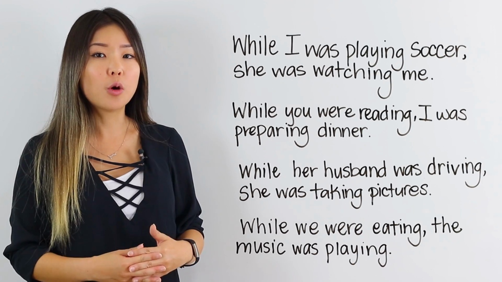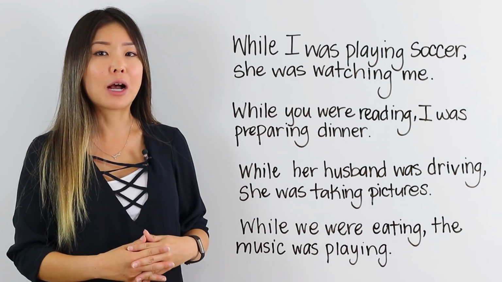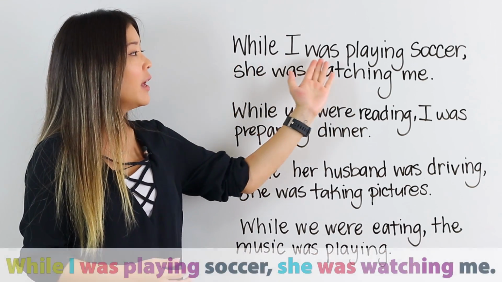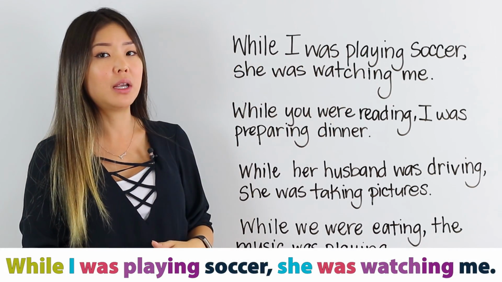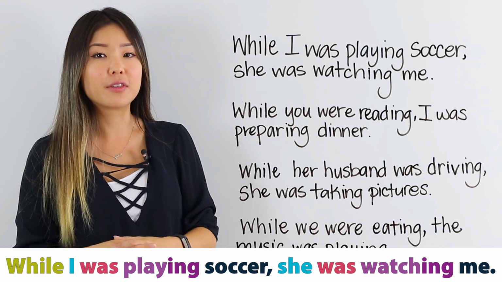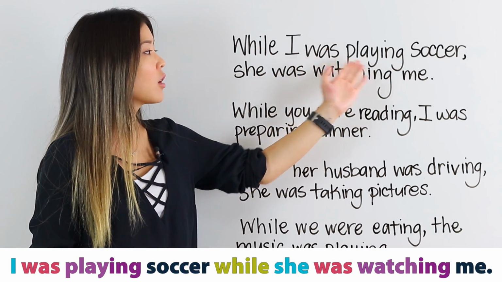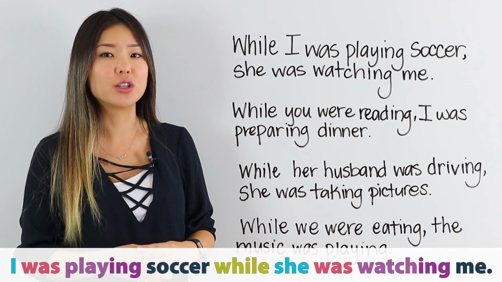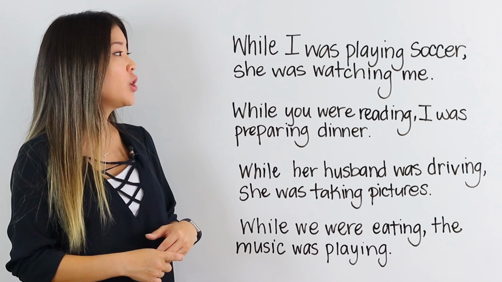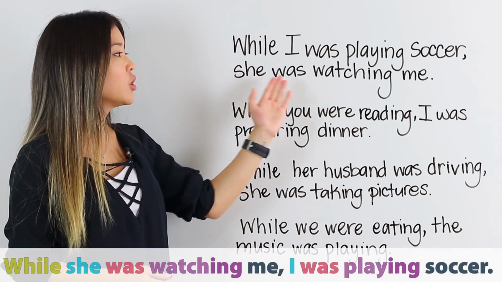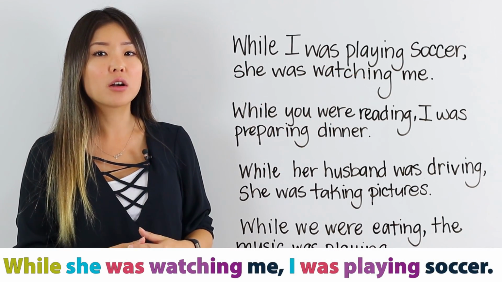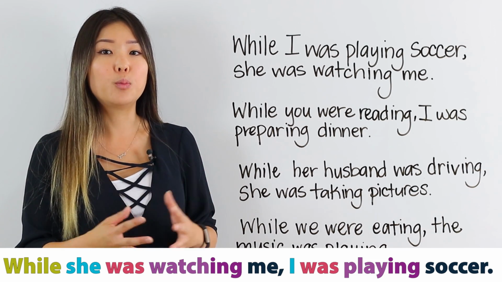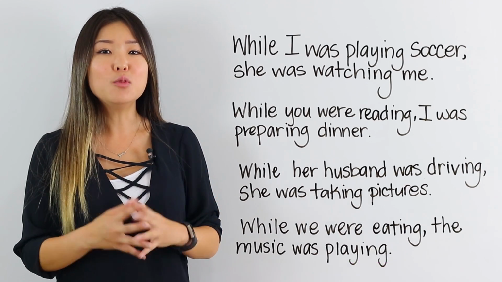However, it's important to note that you can move the word while around in several ways. For example, instead of saying this, while I was playing soccer, she was watching me, I can move while to the middle of the sentence. I was playing soccer while she was watching me. I can put the while between the two actions. Or I can also change the sentence around and say, while she was watching me, I was playing soccer. So it doesn't matter which action comes first with the while if you put it in the beginning. Let's move on.